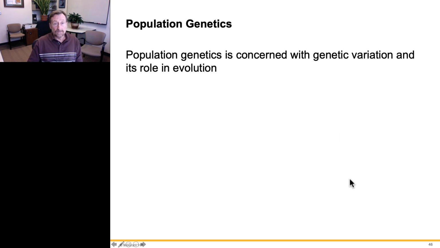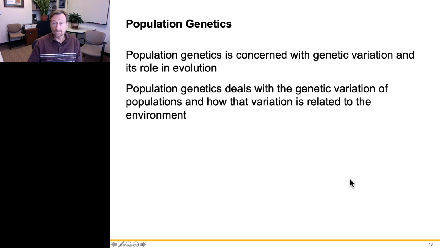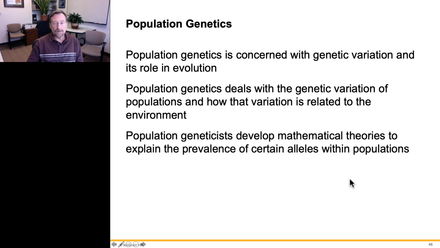Finally, the third field is population genetics. It's concerned with genetic variation and its role in evolution. It largely deals with genetic variation, as we talked about in the butterfly example in section 1.2, and how that genetic variation is related to the environment. Why are certain traits found in certain environments rather than others? And what population geneticists do is they develop mathematical theories to explain why certain alleles are prevalent in populations.